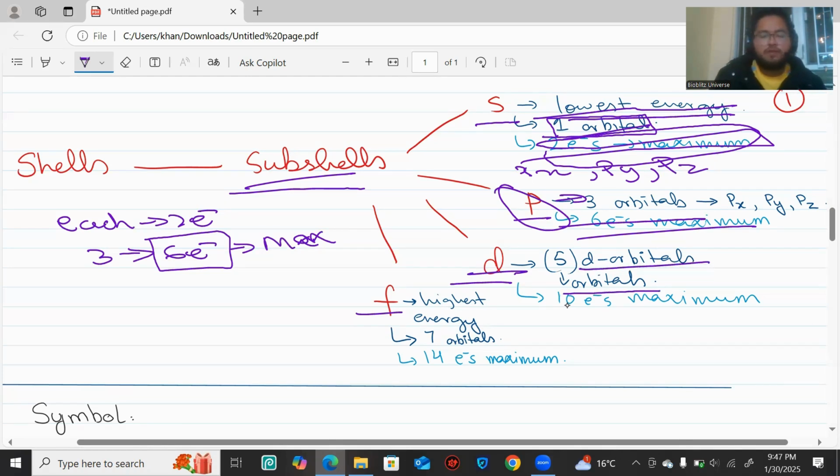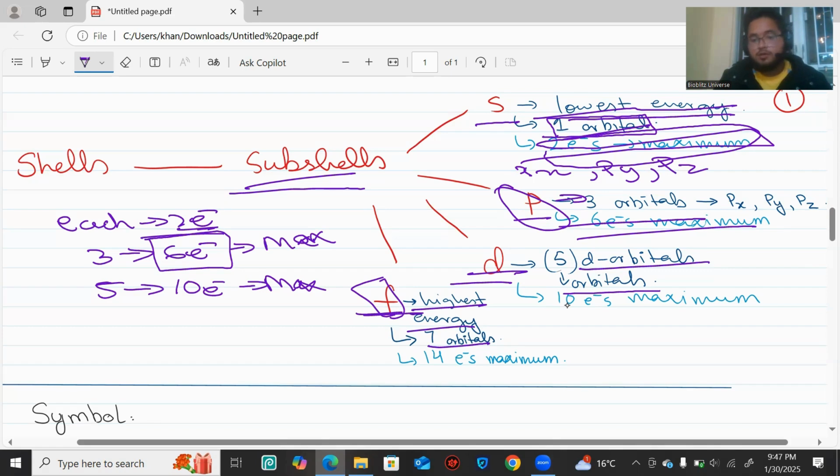The names you don't have to remember, as they aren't in the syllabus. As each orbital can hold two electrons, five orbitals can hold up to 10 electrons, the max. Now there is the f subshell which has seven orbitals, and it has the highest energy. As each orbital can hold up to two electrons, the seven orbitals can maximally hold up to 14 electrons.